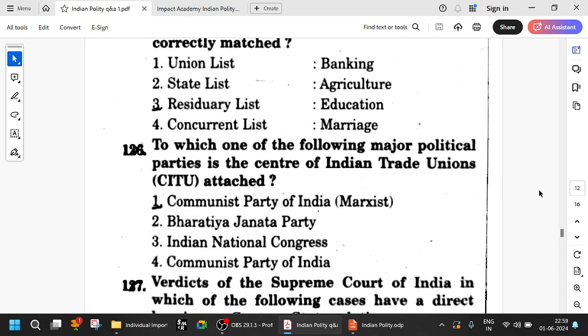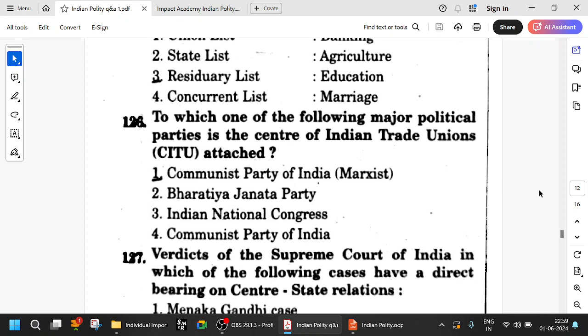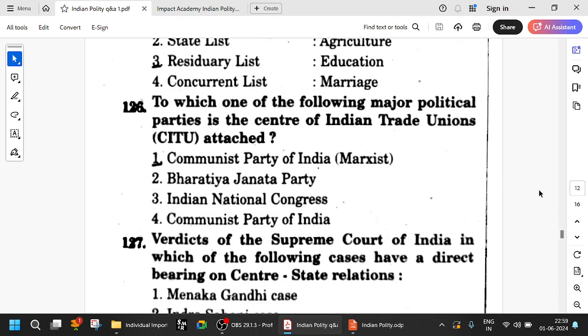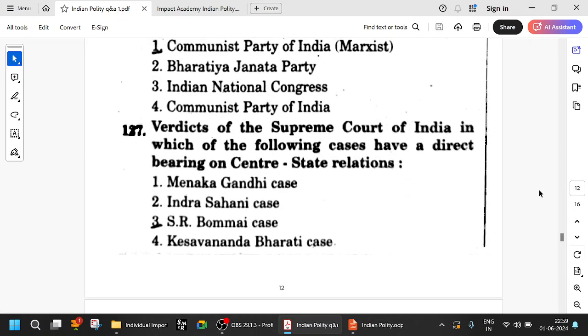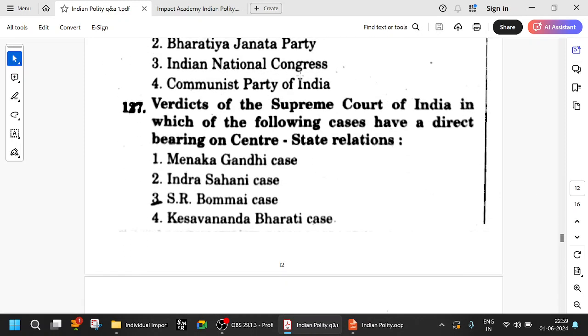To which one of the following major political parties is the CITU attached to? It is Communist Party of India, Marxist. I don't think such questions will be asked, political questions. Verdicts of the Supreme Court of India, which of the cases have a direct bearing on center-state relations.